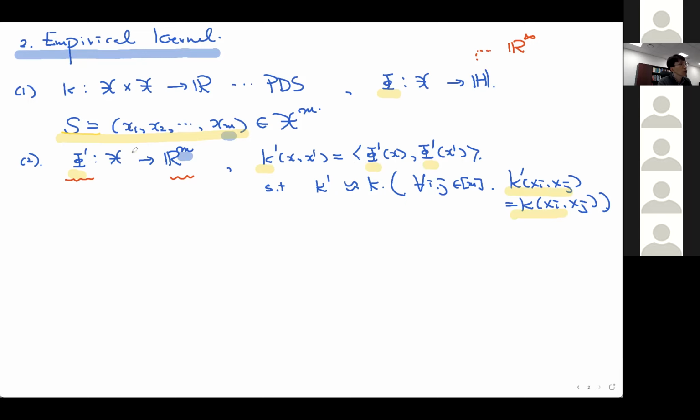So in doing so, we approximate, so we pay a price, and in return what we gain is that we have a nice phi prime. So that's what we're gaining. The question becomes how to do so, and the empirical kernel provides an answer to this.